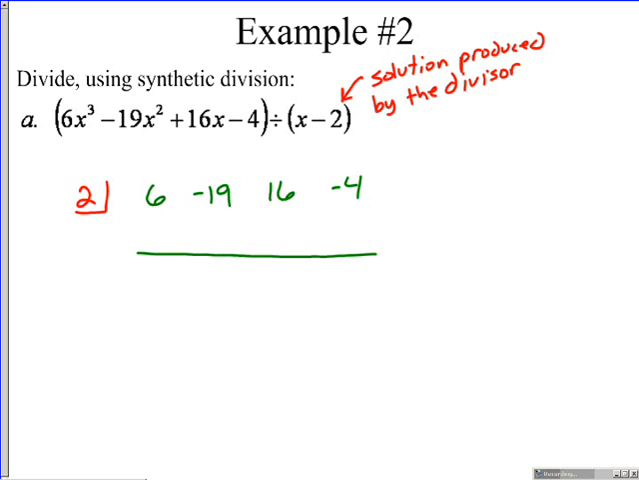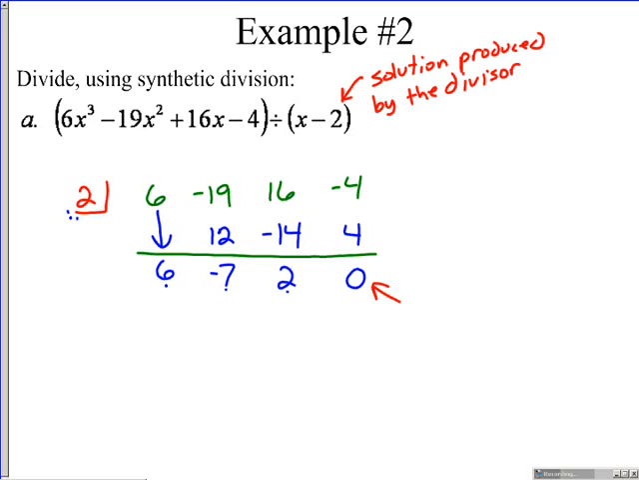To do our synthetic division, we bring this first number down. So I bring the 6 down, and now we multiply. I take 2 times 6, which is 12, and we add down that column. Negative 19 plus 12 is negative 7. We multiply again. I take 2 times negative 7, which is negative 14. Add down the column. And 2 times 2 is 4. Add down the column. We get 0.